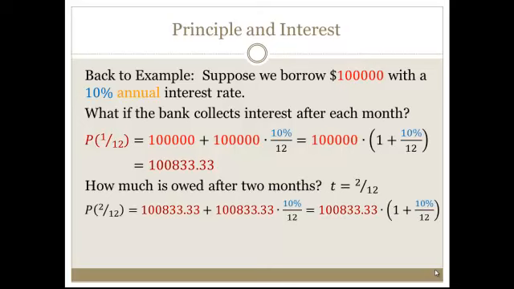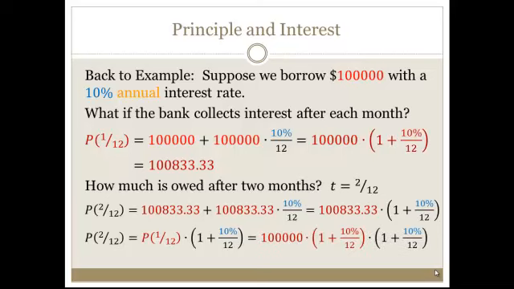But we can rewrite $100,833.33 as P of 1/12. So P of 2/12 equals P of 1/12 times 1 plus 10% over 12. But P of 1/12 is 100,000 times 1 plus 10% over 12, so P of 2/12 is 100,000 times 1 plus 10% over 12 times 1 plus 10% over 12, which we can simplify as 100,000 times 1 plus 10% over 12 squared. Evaluating this, we get $101,673.61.